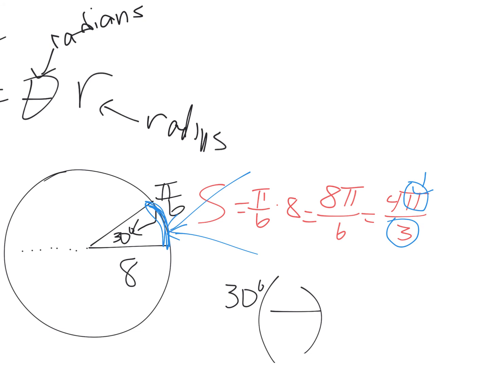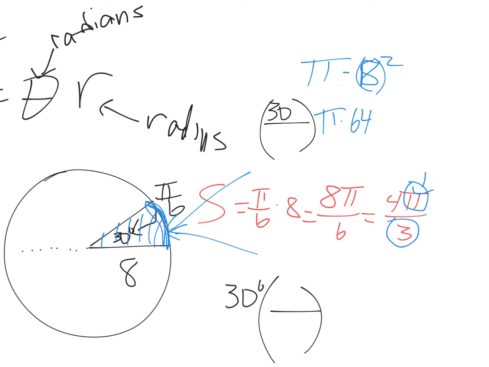Okay, so how would you find the area of a sector like this? Well, first you got to know that the area of the whole circle would be pi r squared. And do you agree that this is just a fraction of that pi r squared? So pi times r squared. R is 8, so it's 8 squared. So it's pi times 64. 64 pi is the area of the whole thing. But we just want a fraction of that. We want 30 out of 360 of it. There's your answer with degrees.